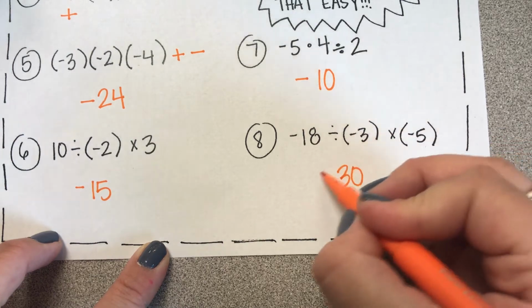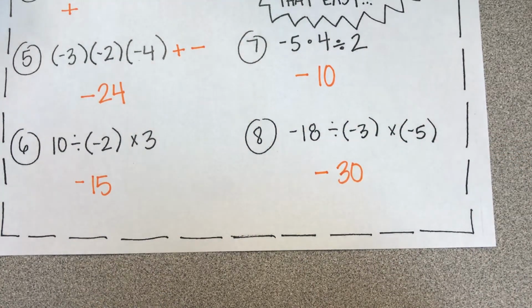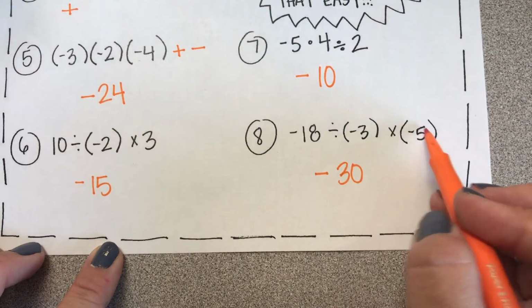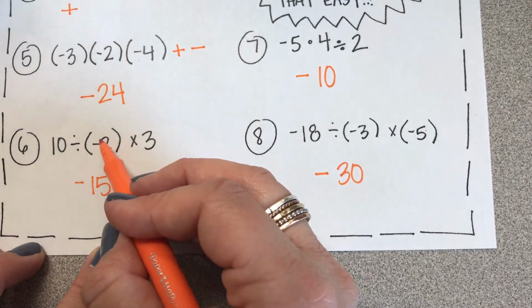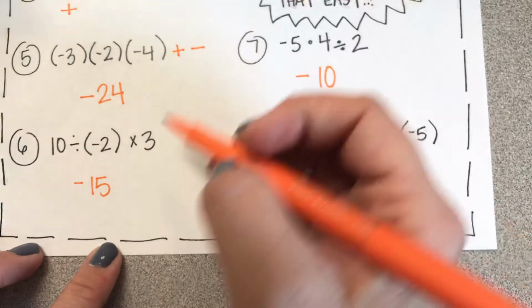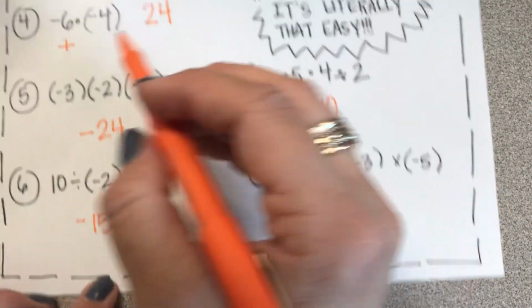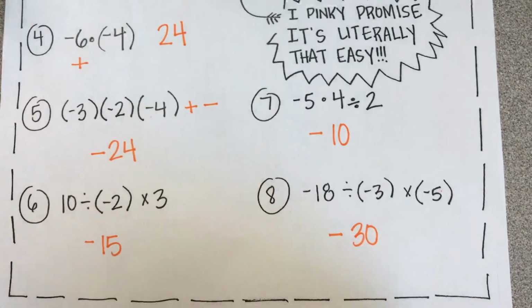Negative, negative, negative, negative. And what you probably figured out is when there's an odd number of negatives, the answer is negative, right? 1, 3, 1, 3. Anytime there's an odd number, it's going to be negative. When there was an even number, it made it positive.